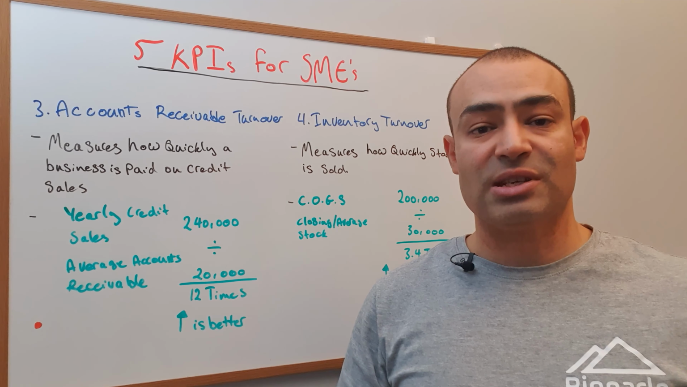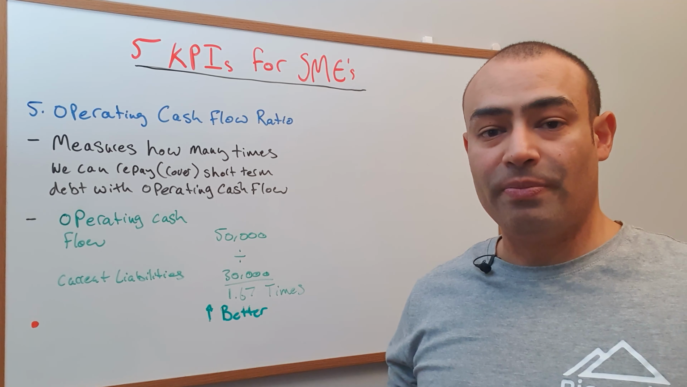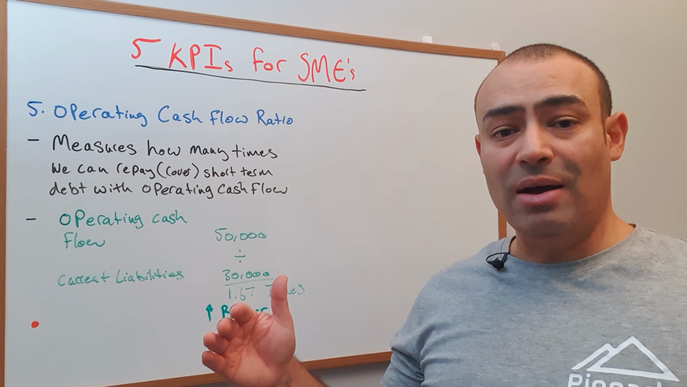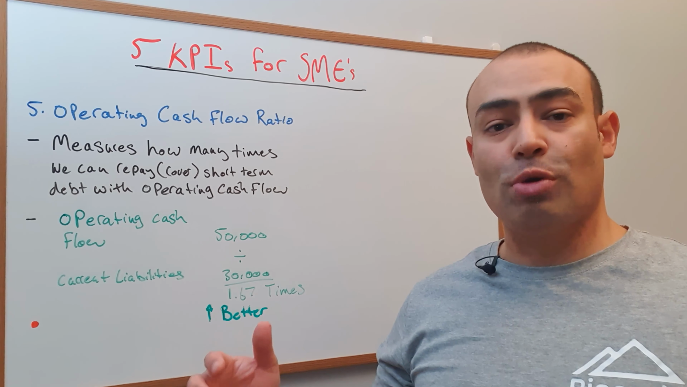The fifth and last key performance indicator we want to have a look at is the operating cash flow ratio. And the operating cash flow ratio looks at how much our current liabilities are and how often we can repay those liabilities using our operating cash flow. The higher the number, or the more times we can pay off our short-term liabilities, the better it is for us. It just means that we are in a safe position to cover our debts.